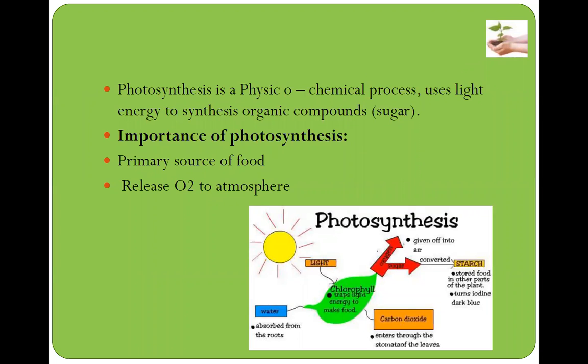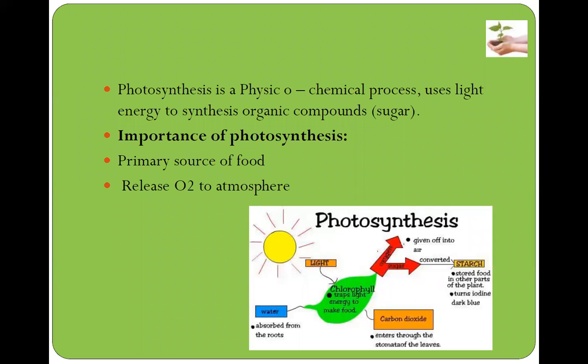So in the process of photosynthesis, it uses the light. So it needs three things. First is the light, second is the water, and the third is the carbon dioxide. So in the presence of these three substrates, right, the photosynthesis is taking place, and it is going to synthesize an organic compound which is known as sugar, right?